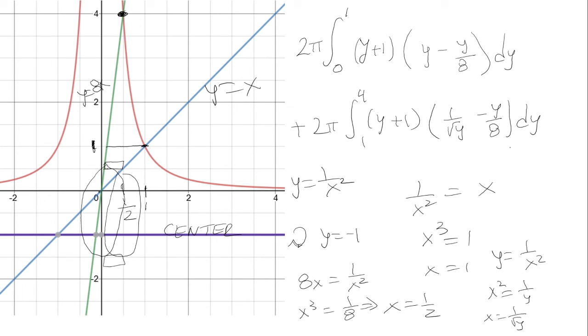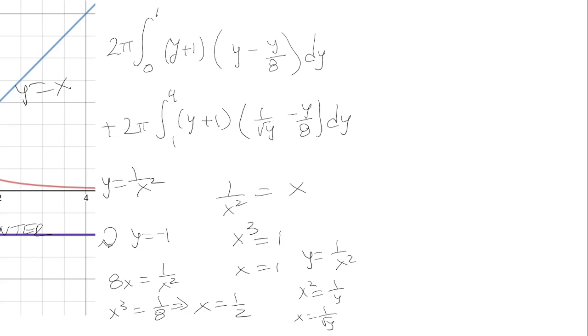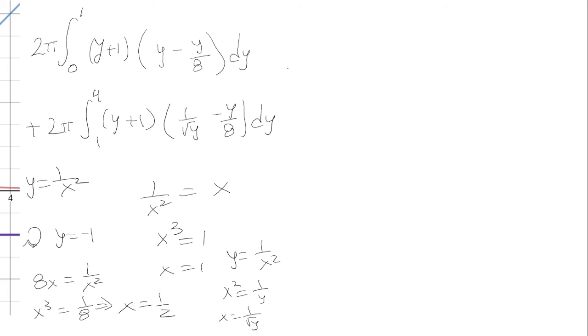And so we need to integrate this. So we have 2 pi integral from 0 to 1. I'm going to multiply this out. Actually, before I do that, y minus y over 8 is 7/8 y. So I'm going to distribute the 7/8 y with the y and the 1. So that will be 7/8 y squared plus 7/8 y.